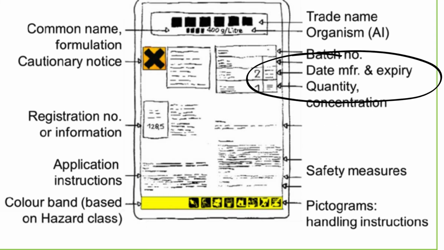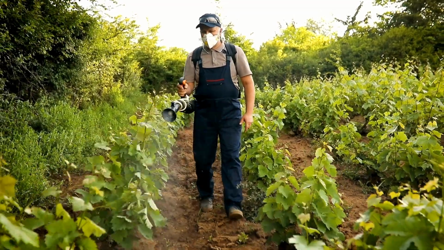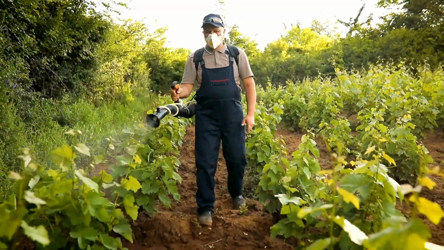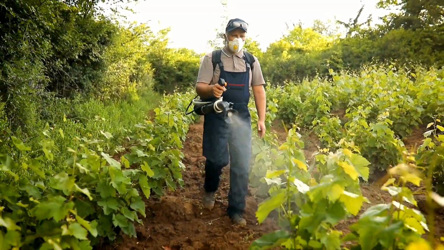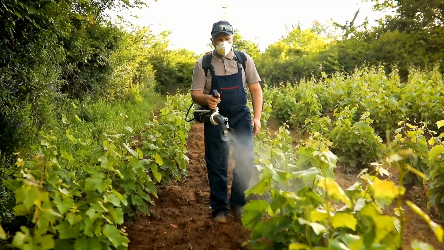Oh, and don't overlook the warranty statement. It sets realistic expectations for the product's performance. Here's the bottom line. The label is your rulebook. It's there to keep you safe, protect your crops, and minimize harm to the environment.